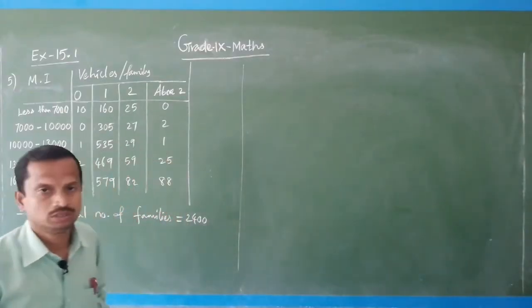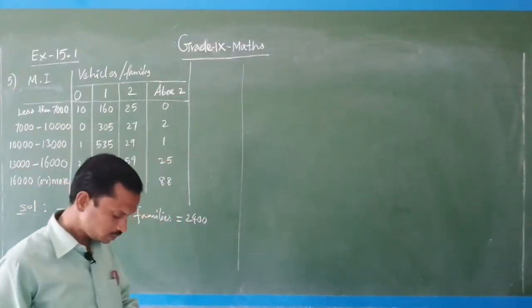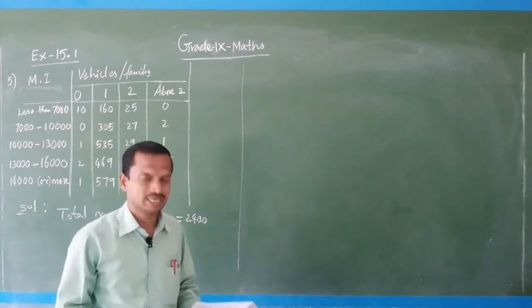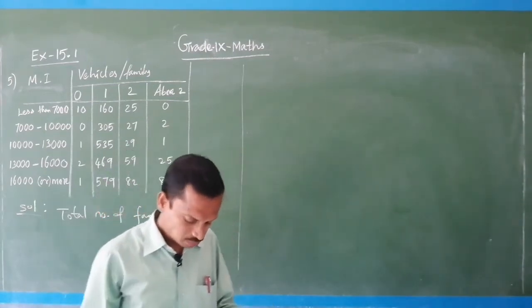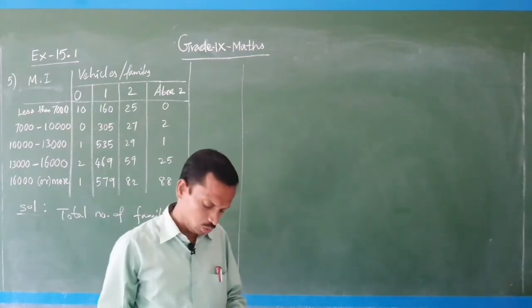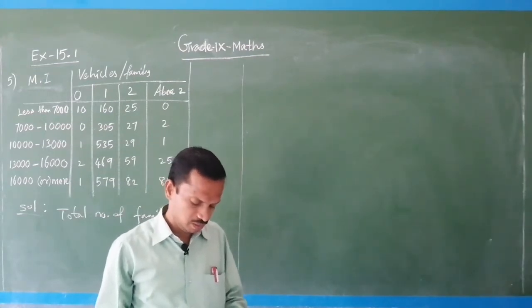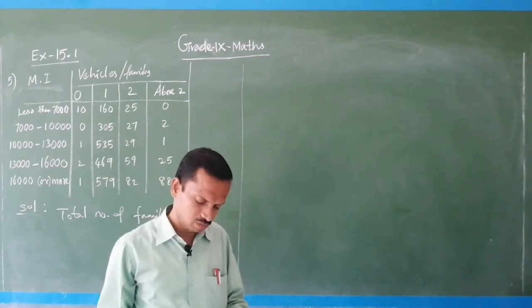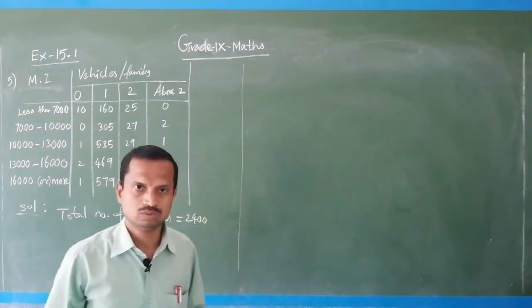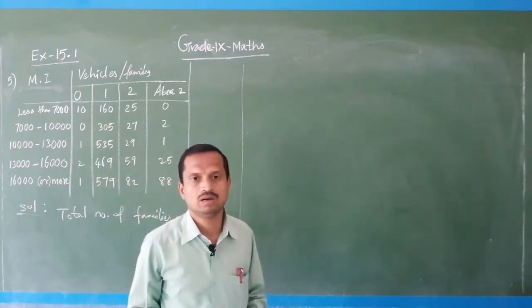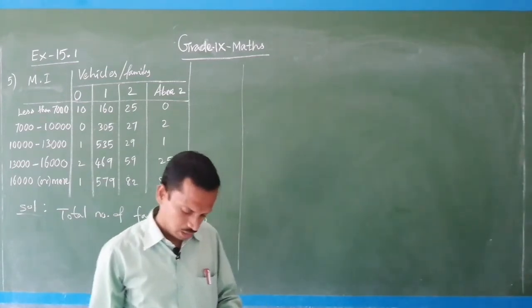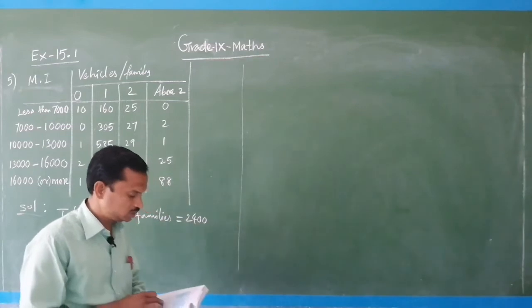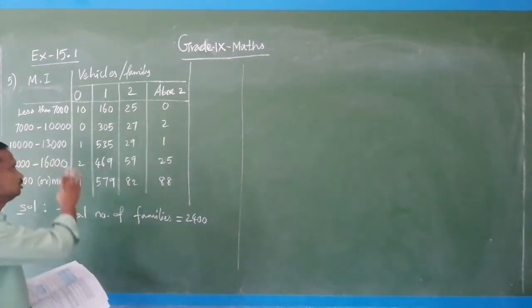So now coming to question number 5. An organization selected 2400 families at random and surveyed them to determine a relationship between income level and the number of vehicles in a family. So they have related their income and also the number of vehicles. The information gathered is listed in the table.